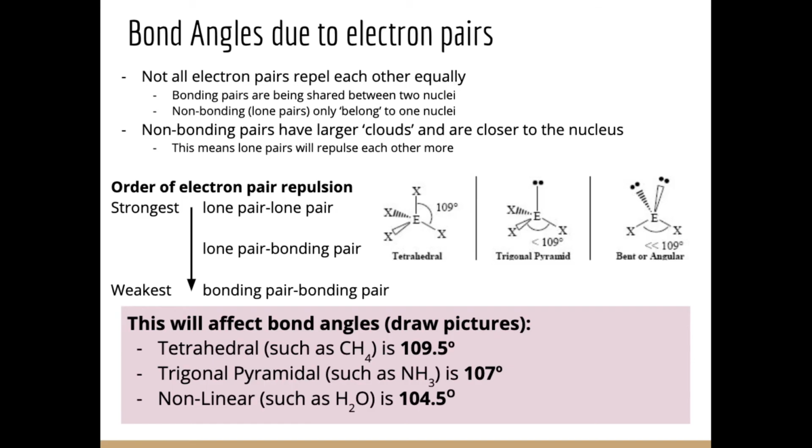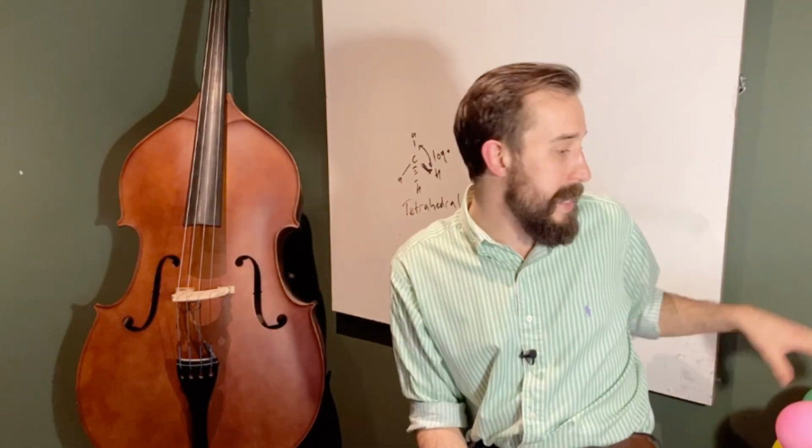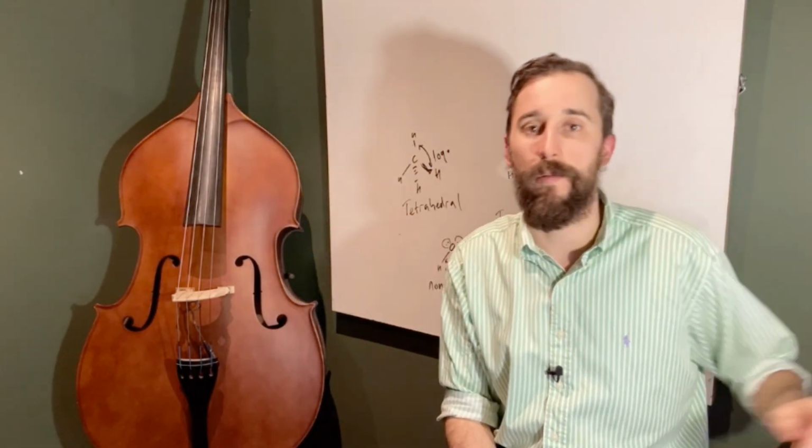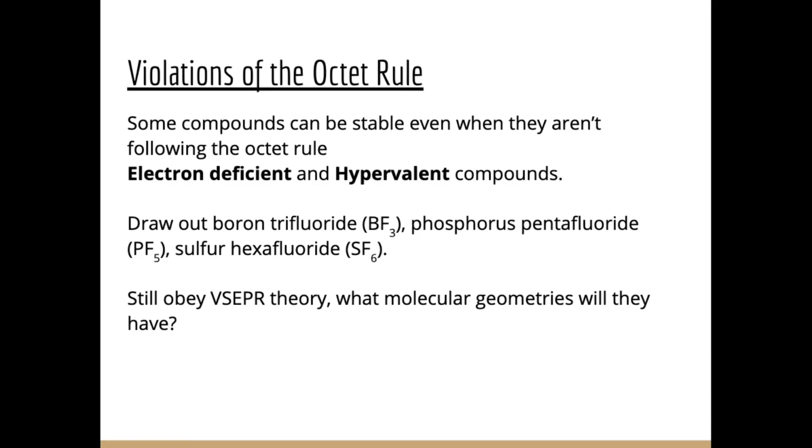The last things we're going to look at today are some violations of the octet rule. Now, with any good rule, we have things that don't adhere to that rule. And the octet rule is one such thing that can have exceptions to it. Some compounds can be stable even when they aren't following the octet rule.